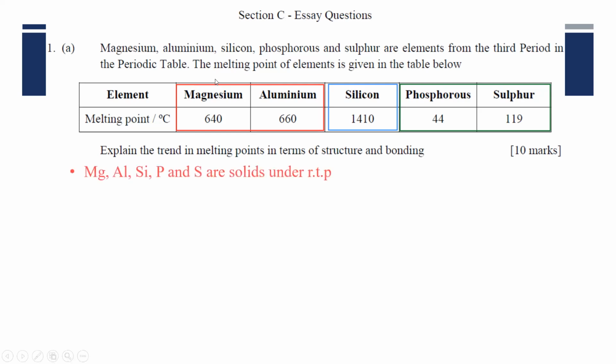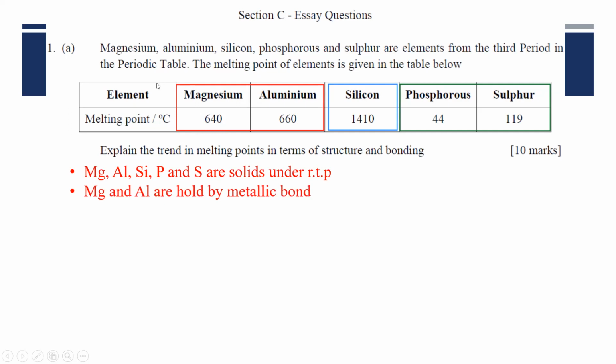So first of all, you have to mention that this is a very unexpected mark, because magnesium, aluminium, silicon, phosphorus, sulfur are solids under room temperature. Okay, so it is a very tough mark. Most of the students will usually neglect this point. Okay, so you still have to mention this. Try your best. Okay, so magnesium and aluminium are held by metallic bond.